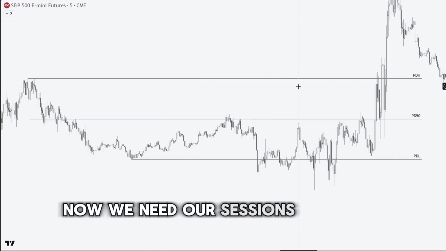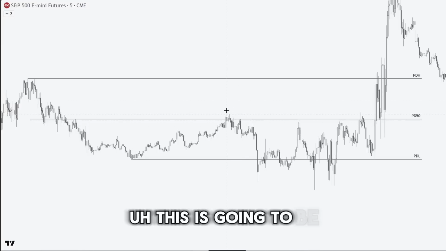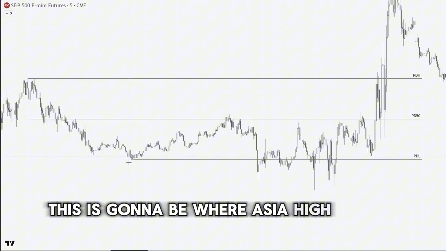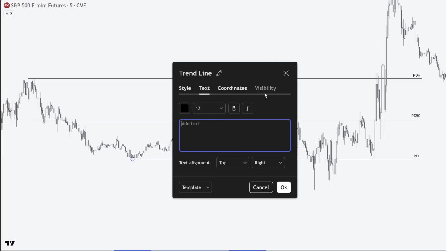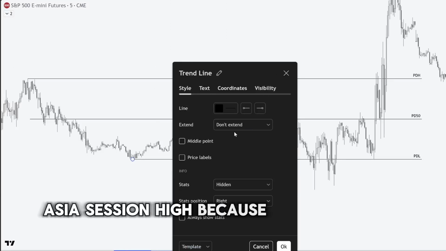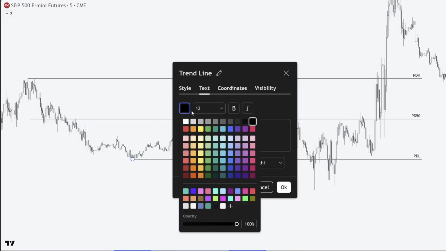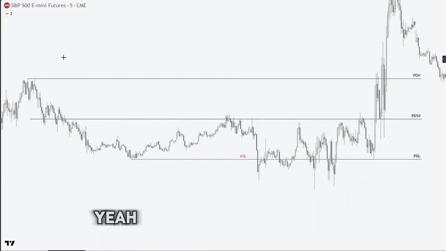Now we need our sessions. So we're going to be looking at Asia and London. This is going to be where Asia high is, Asia low. So this is all Asia session. Well, I'm not going to mark Asia session high because it's not really important. You know what? Never mind. Yeah, let's just put it in there.